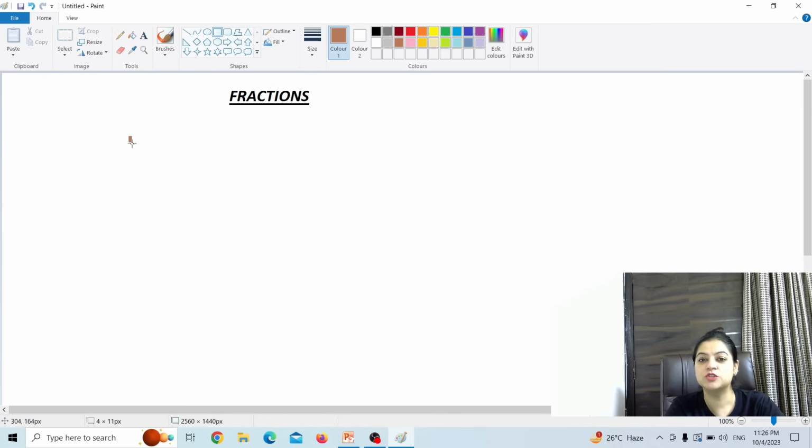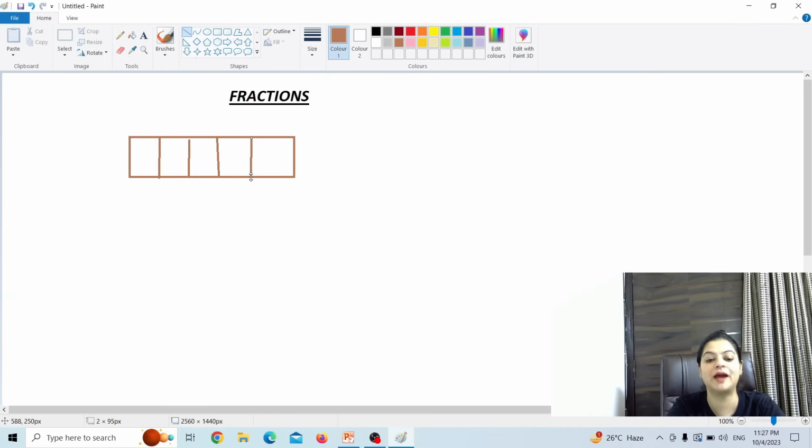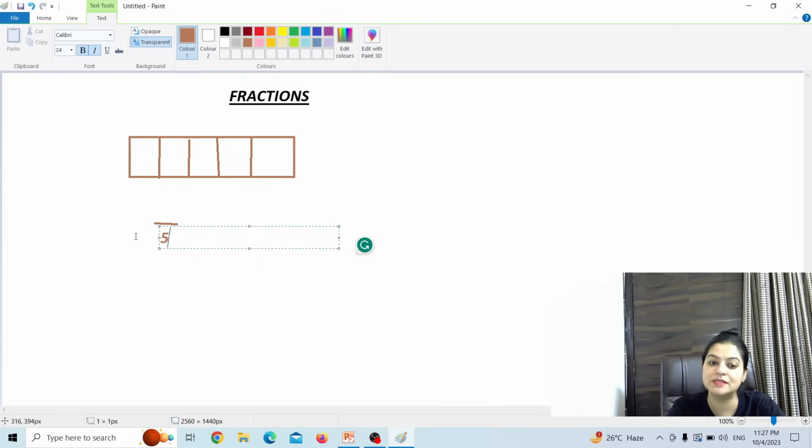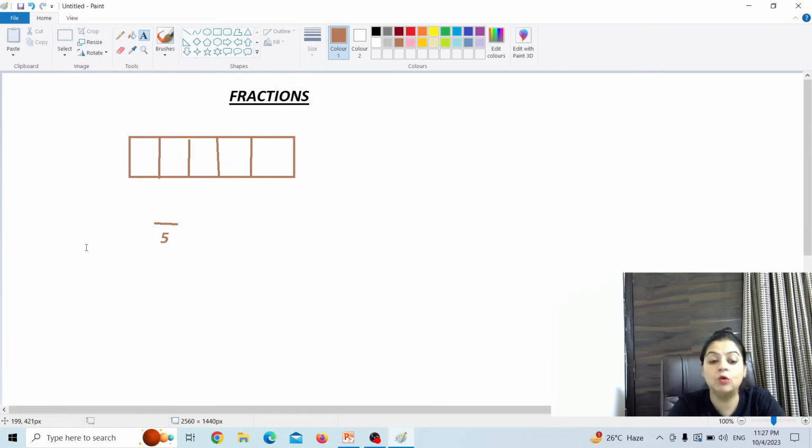Okay, children. So just imagine you have a chocolate. You all love to eat chocolate. And in that chocolate you have some pieces. Let's say 1, 2, 3, 4 and 5 pieces. So 5 pieces are there in a whole chocolate. So how to represent it? We will make a line. Below that line you will write 5 because 5 pieces are there in the whole chocolate. Out of those 5 pieces, I am going to give 3 pieces to my friend.